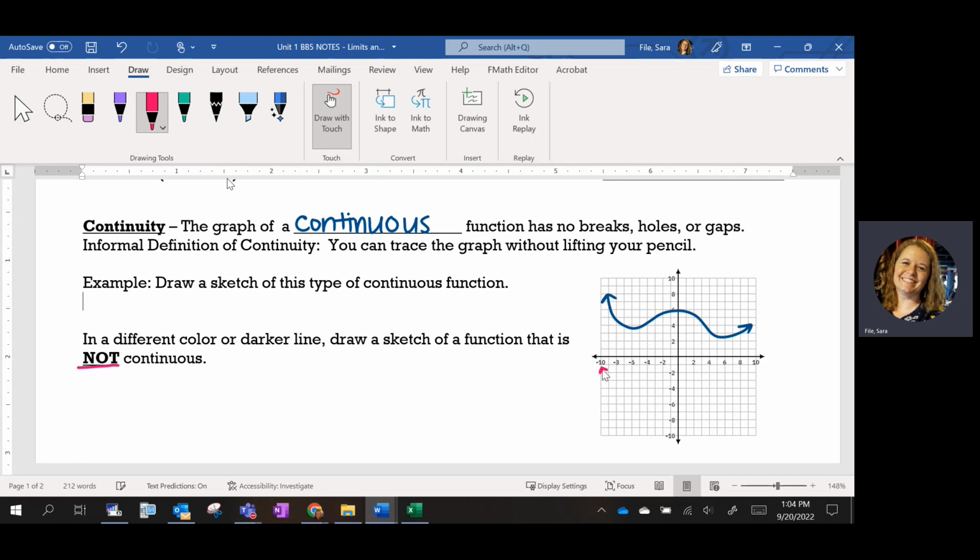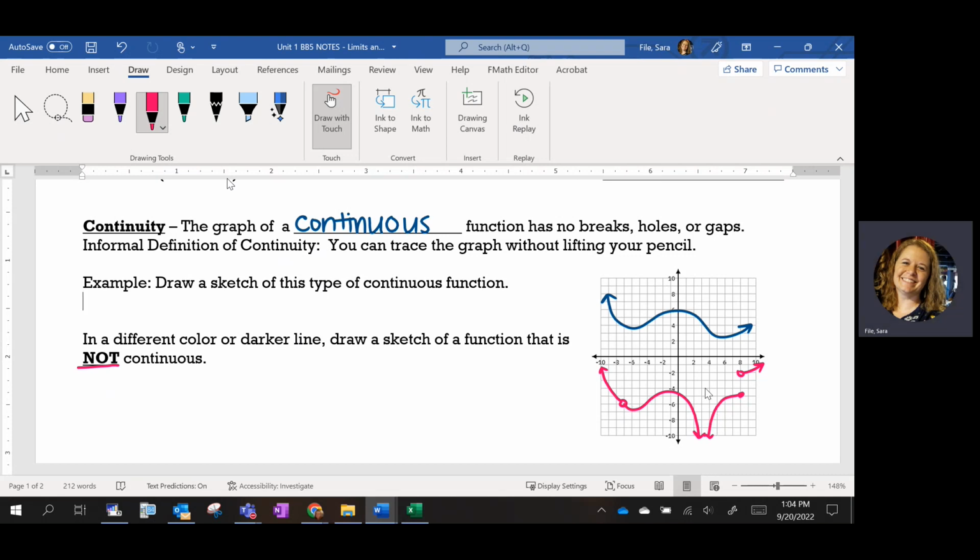So I could have this, and then all of a sudden I get here, and there's a hole. I had to pick up my pencil for that. Or I could come here, and there's an asymptote. Or maybe my graph stops there and then picks up here to continue. But this is definitely not continuous. I would have to pick up my pencil here to draw this hole.